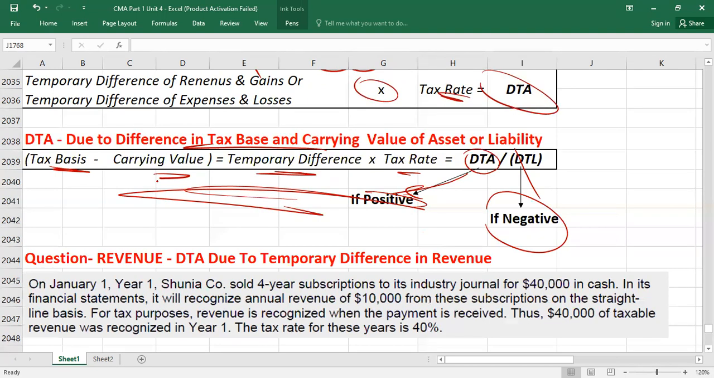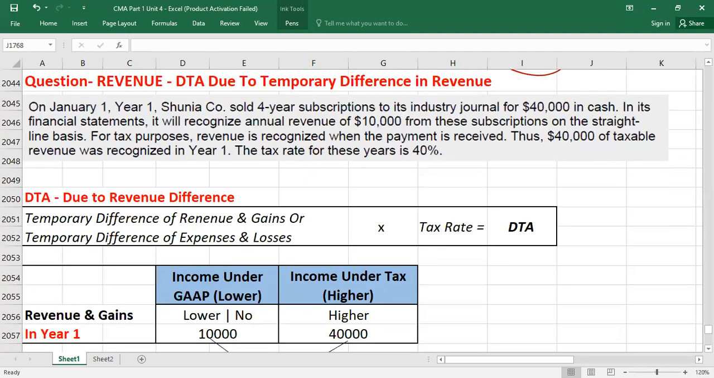Let's do the question now. When you read the question, we have to check first: is it an expense or revenue related item? Then see where expense or revenue has been recorded higher and where lower, where income is higher and where income is lower. Is it deferred tax asset? Is it deferred tax liability? Right? So here we go now.